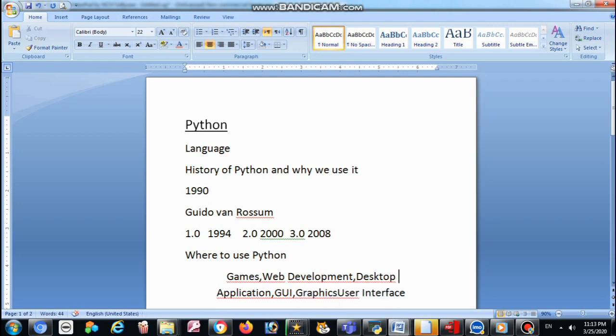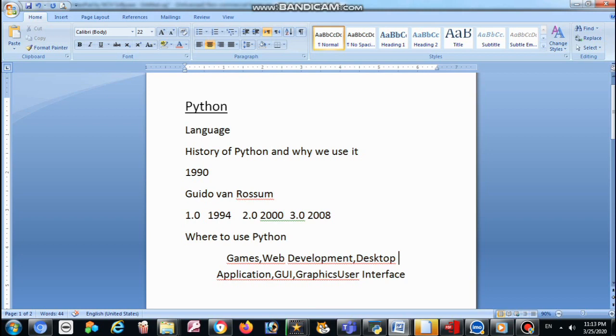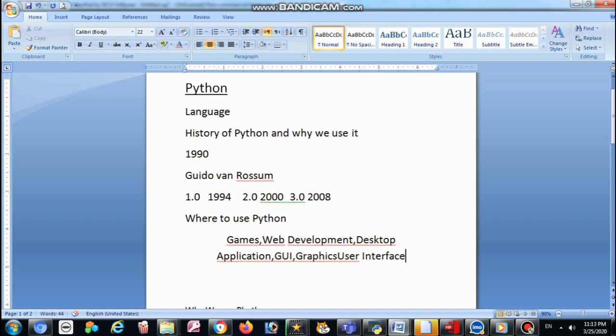If I write here graphical user interface, you know user, who is the user? The person who is using the computer, we call the user. So GUI means graphical user interface. User interface means the interface between us and the computer.